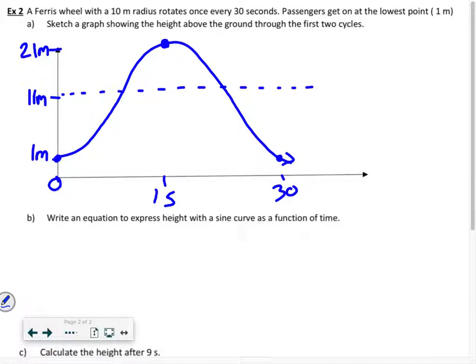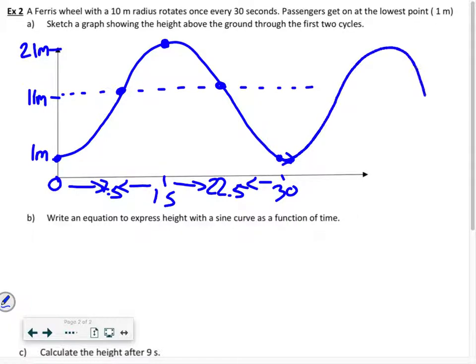Maximum. Well, this value is going to be halfway between these two, okay, which is 7.5. Same thing over here, halfway between. It's going to be 15 plus 7.5, so 22.5. Or 15 plus 30 divided by 2, which is 22.5. So that's going to be that value. Okay, that's the first cycle. It says sketch a graph that's gone through the first 2 cycles. So all we're doing is getting to there. I'll just extend that line out.